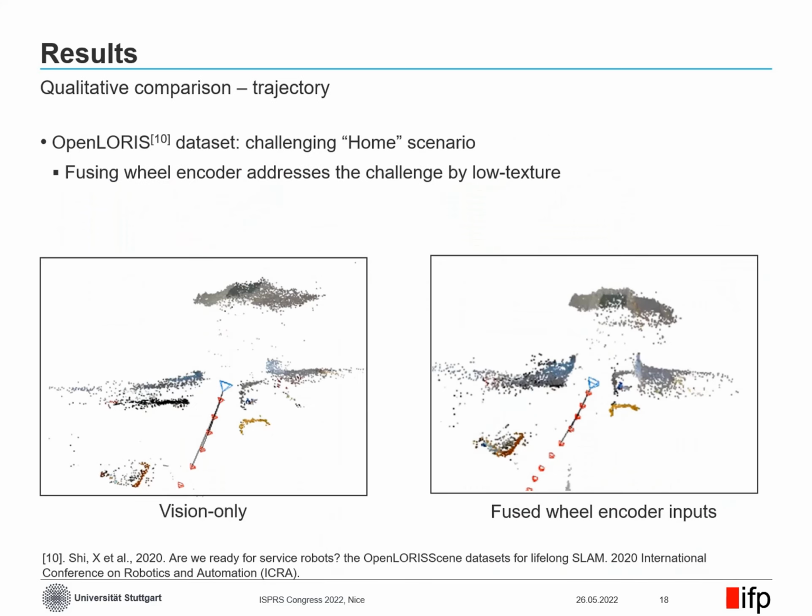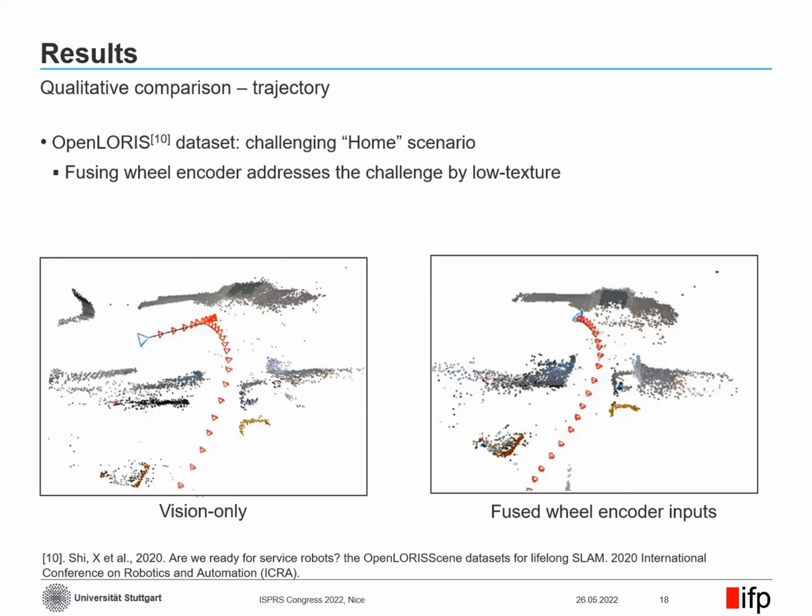Here is the qualitative result on the OpenLORIS dataset to especially showcase the challenge of low texture. As mentioned in our motivation, the vision-only system can fail to track the camera pose in case of low texture. While using the wheel encoder inputs, it can help to keep the camera pose tracking in this challenging scenario, and a smooth trajectory can be estimated as shown in the video.